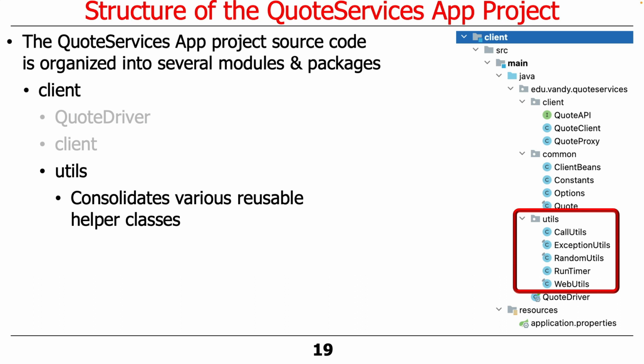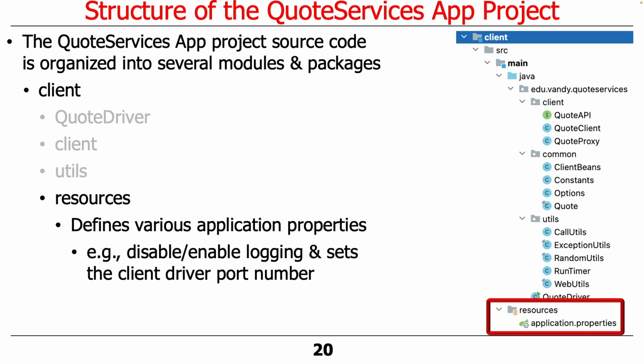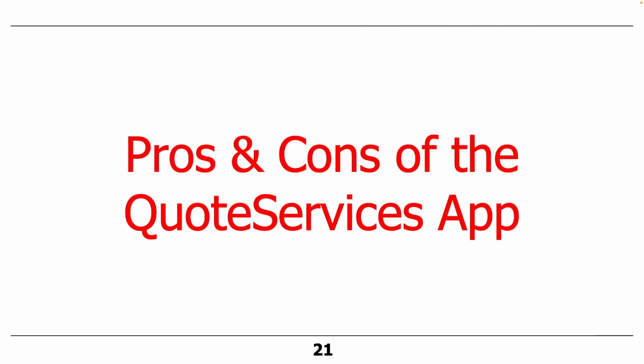And we got a utils folder, as usual, that abstracts a lot of common things. And this will also be relevant for some of the stuff you'll do for assignment number 2. So it's good to see the pattern. And there's a resources file that will basically enable logging and set up the port numbers that we're using and so on and so forth. So let's talk about the pros and cons of this particular approach.